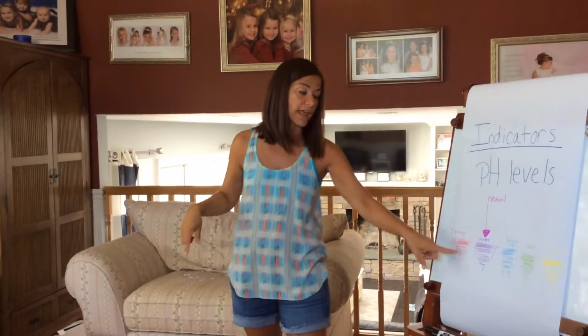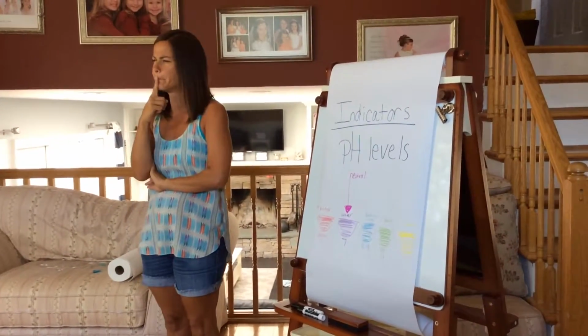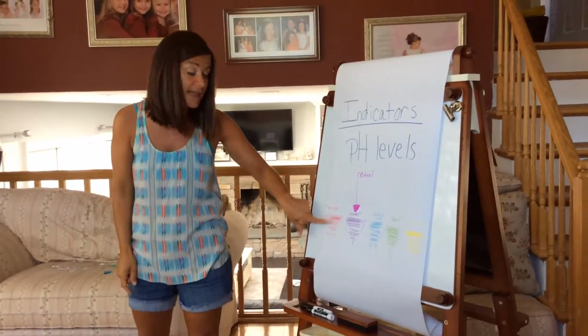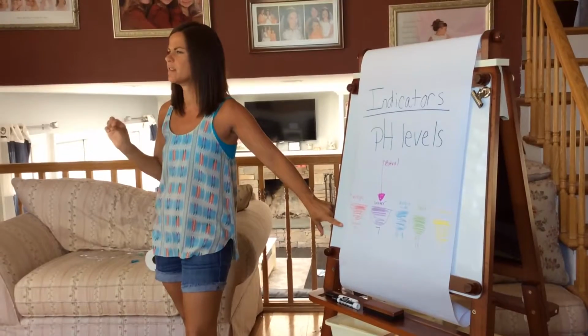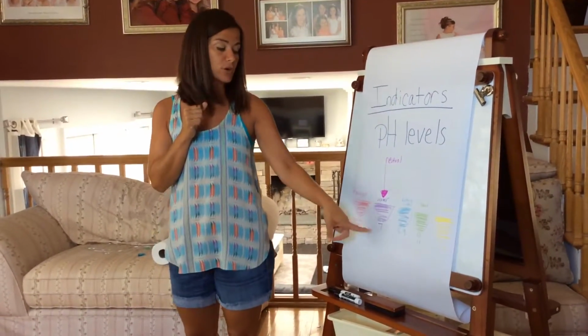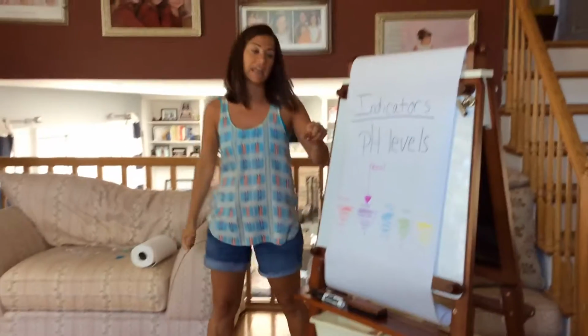What do you notice about the indicator? There are different what? Colors. There are different colors. And right beside your indicator, there are numbers. What do you think those numbers represent? The levels. The levels of pH in the water.